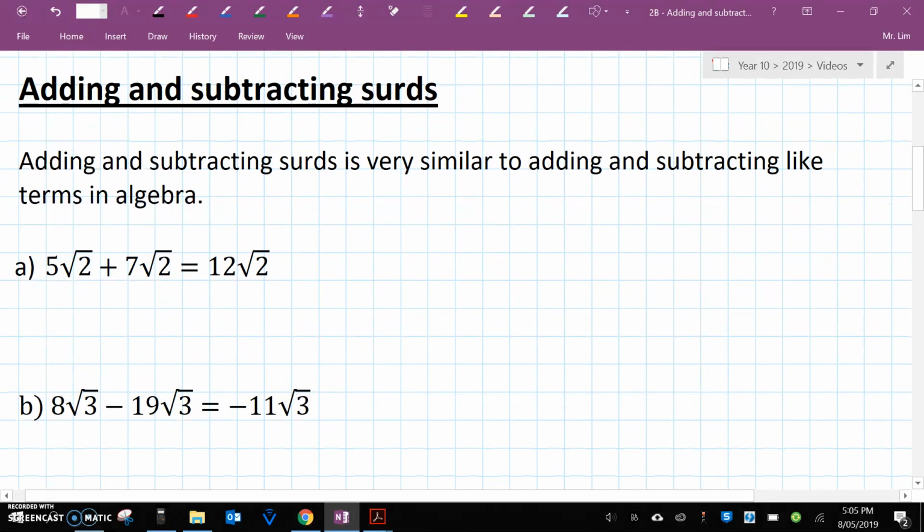When looking at adding and subtracting surds, it's exactly the same. So in question A, we have 5 root 2 plus 7 root 2 is equal to 12 root 2. So if we have a look here, they are like terms because they are both lots of root 2. 5 lots of root 2 plus 7 lots of root 2 is equal to 12 lots of root 2. Another way of looking at this is pretending this says 5x. Let x equal root 2. 5x plus 7x is 12x. But instead of x, we're using root 2.